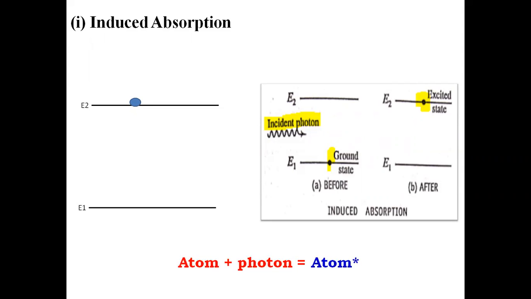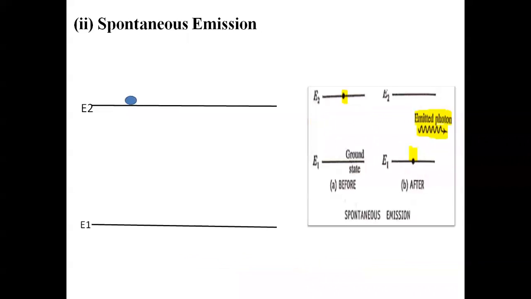Okay, and I can express this situation by this equation. You can see atom in the ground state plus photon will give us atom star. Atom star means excited atom. This is known as induced absorption. Please remember this thing. And the next thing is the concept of spontaneous emission.